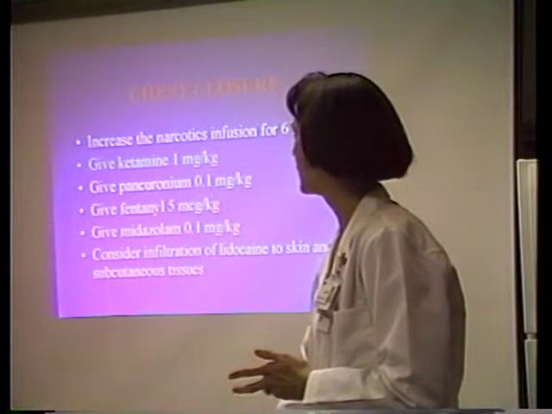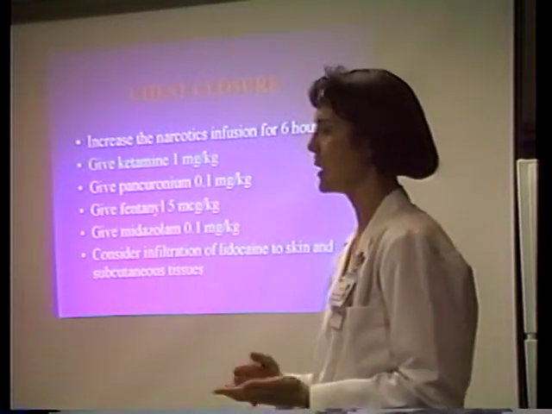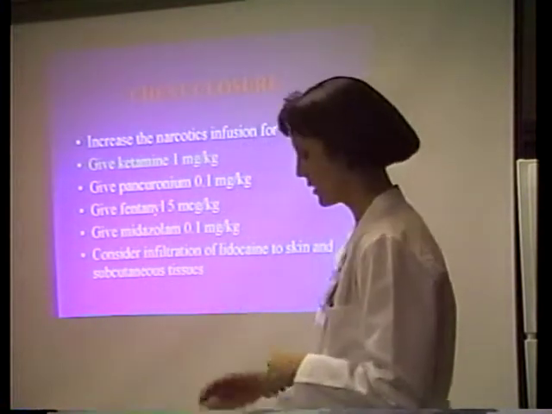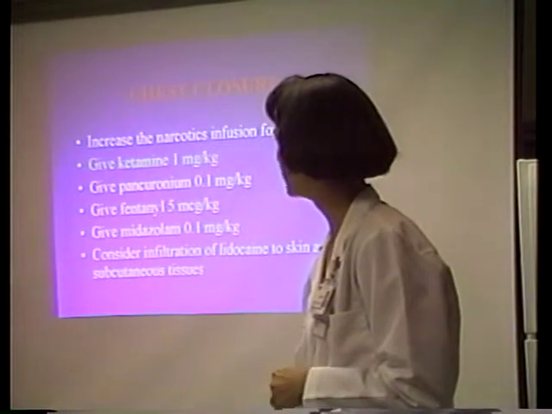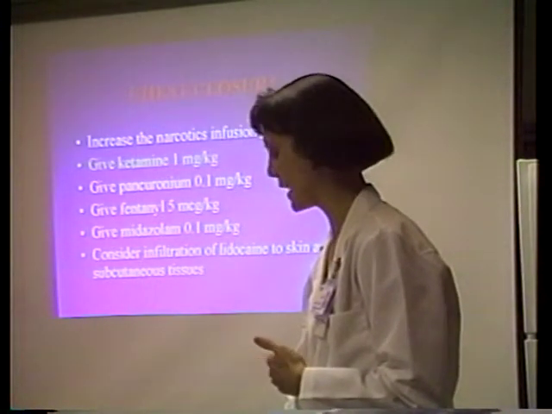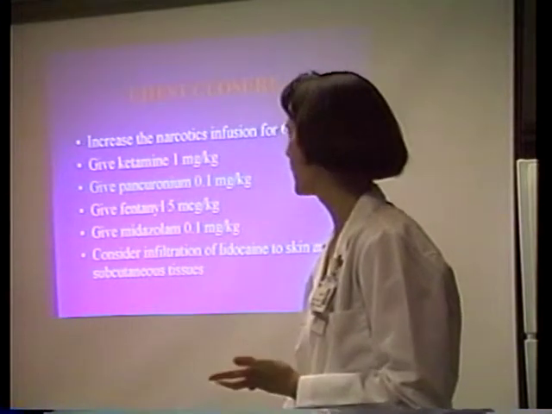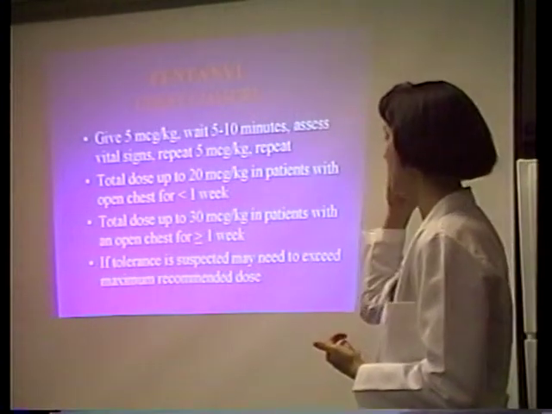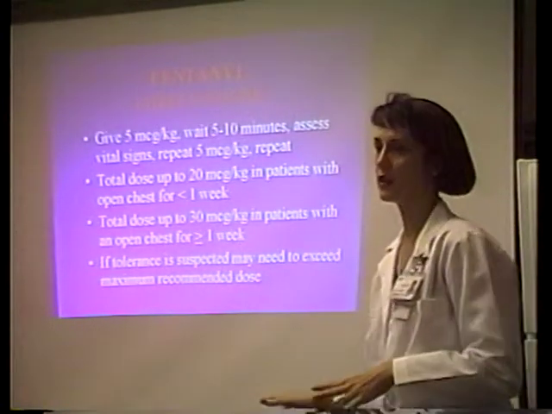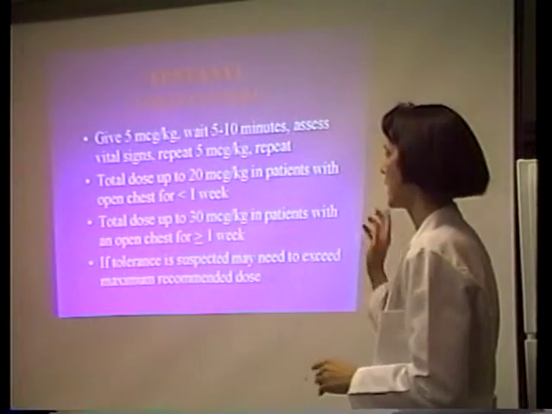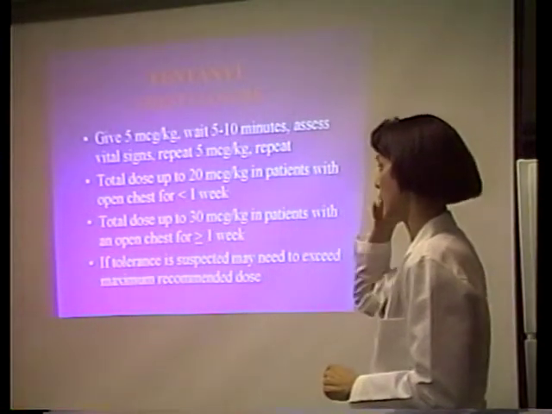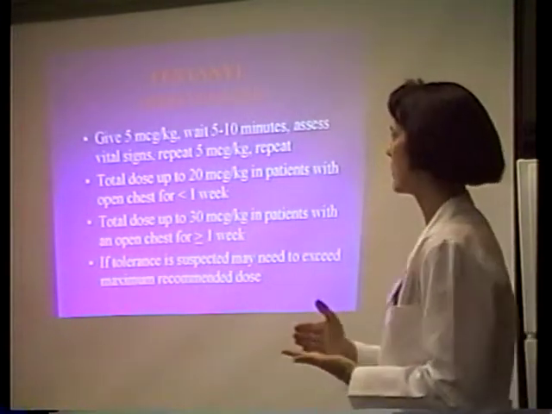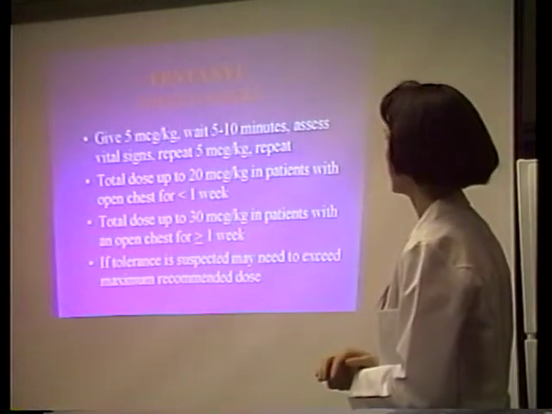Give ketamine. This will help with patients that are sensitive to fentanyl. Just give them the ketamine to put them off to sleep, and then go ahead and give the rest of the fentanyl and midazolam, which will be the rest of their sedation. So give them the Pavulon again before the fentanyl. In these patients, I would recommend, for patients that have had an open chest less than a week, they're probably not going to have developed tolerance yet. They can have the same recommendations as the emergency sternotomy, maximum of 20 mics per kilo. So 4 boluses of 5 mics per kilo would be good for those patients.